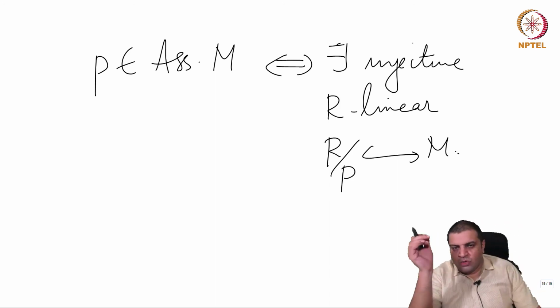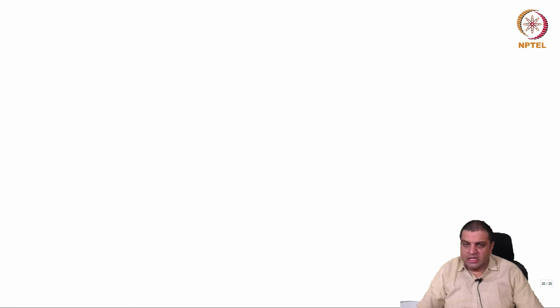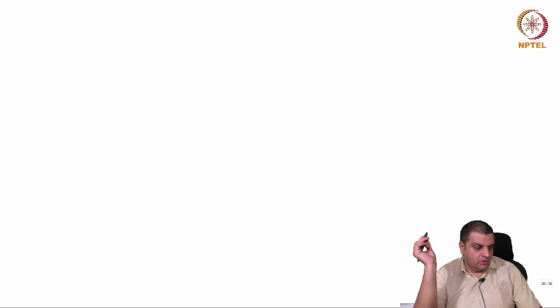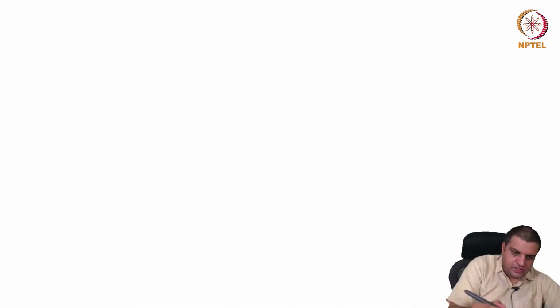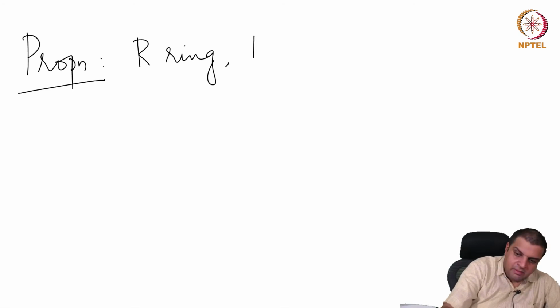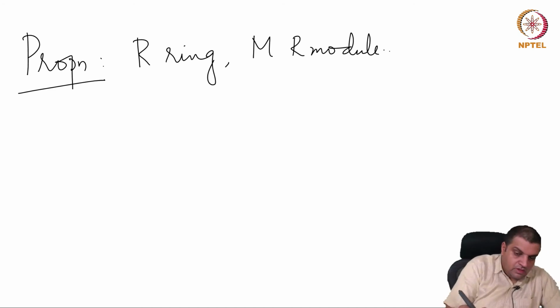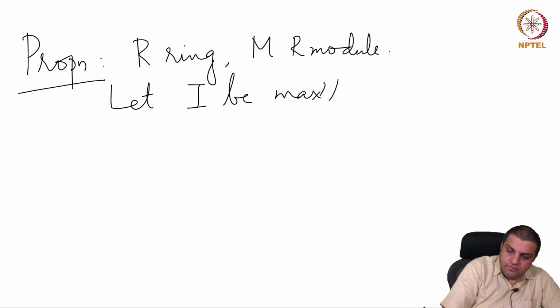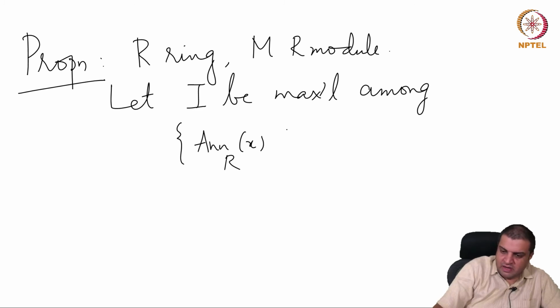Now how do we know that a module has associated primes? In general it's not very easy to answer, but here is one proposition. Right now R is just a ring, and M an R-module. Let I be maximal among the set of annihilators of x, which are ideals of R, such that x is inside M, x is non-zero.